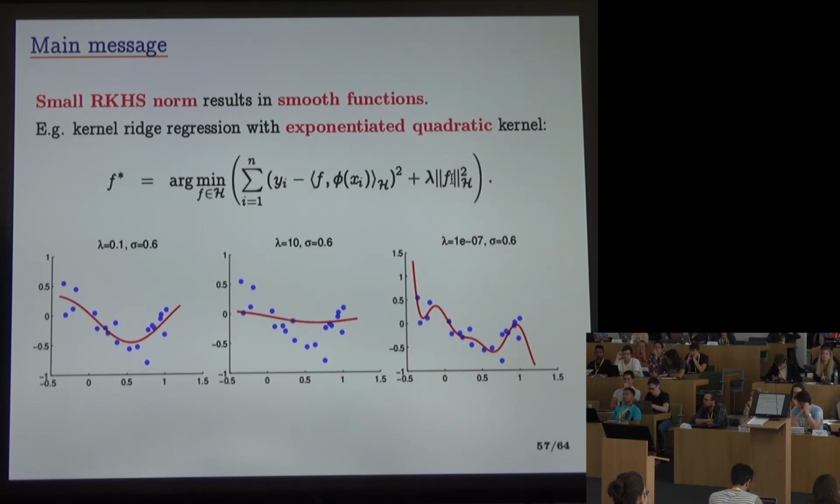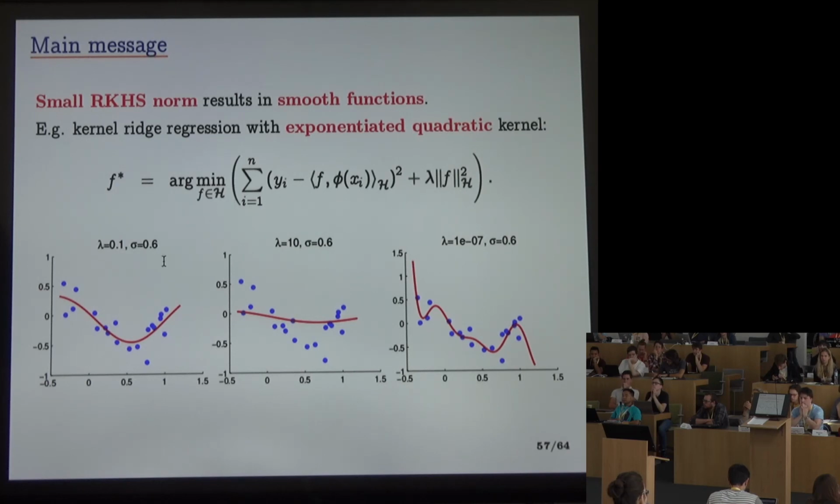The lambda tells me how much I should care that my function is smooth. If my lambda is large, I really care that my function should be smooth. I'm really forcing it to be smooth as hard as I can. If my lambda is small, it's okay. My function can be wiggly.